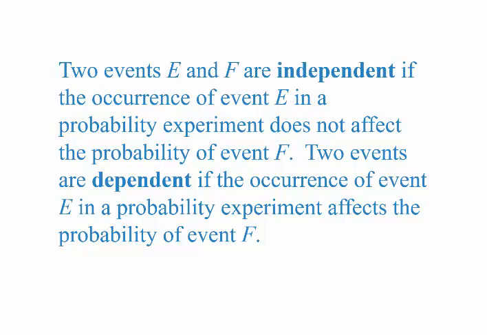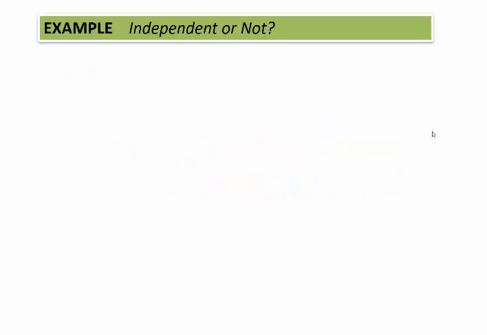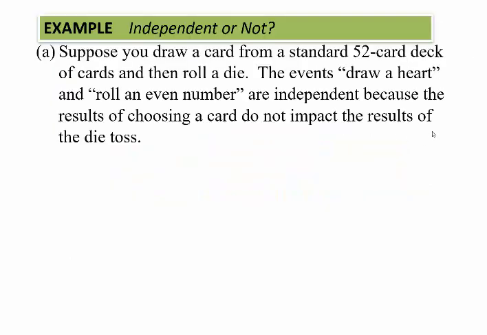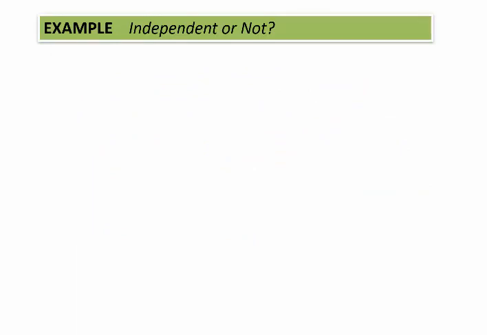Two events are dependent if the occurrence of event E in a probability experiment does affect the probability of F. So if what happens first changes the probability of what happens next, those two events are dependent. We're going to focus on independent events in this lecture. Let me give you three examples, and I want to ask if they're independent or not, and then we'll work through them.